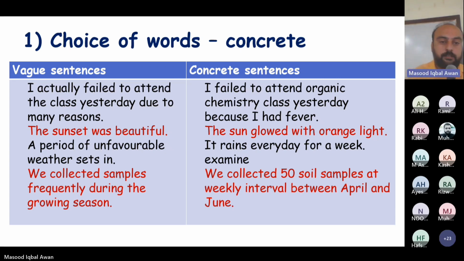If I write a sentence like, I actually failed to attend the class yesterday due to many reasons, this is a vague sentence scientifically. But if I write, I failed to attend organic chemistry class yesterday because I had fever, this is a complete sentence. The sunset was beautiful is a vague sentence. The sun glowed with orange light is better, and if we are writing scientifically, we will also write the wavelength in brackets.